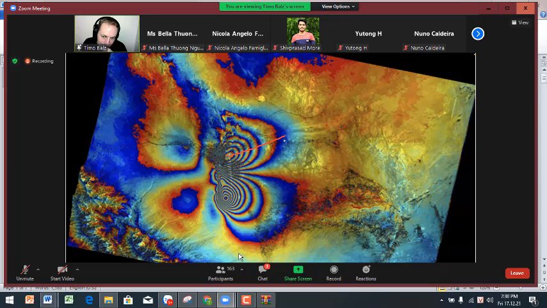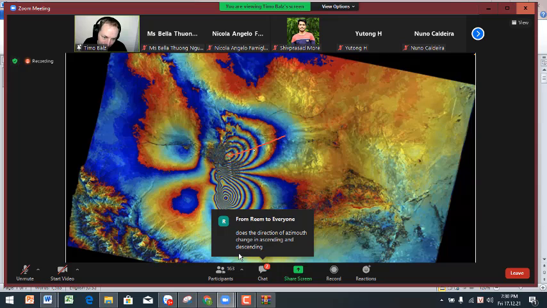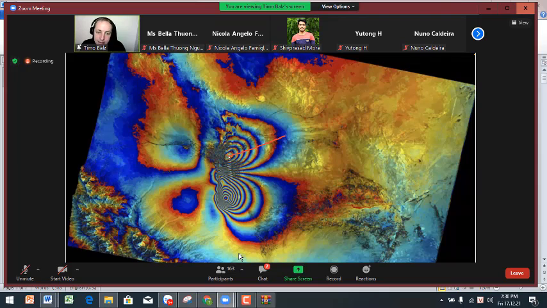Start from blue: 0, 1, 2, 3, 4, 5, close to 6 phase cycles. From that you can calculate the deformation. Each phase cycle is half of the wavelength in deformation. So you can calculate 6 times that, 2.6 or something centimeters. That would be the deformation overall, and you can also unwrap the phase automatically to get a better measurement than just counting. So that's basically how it works.